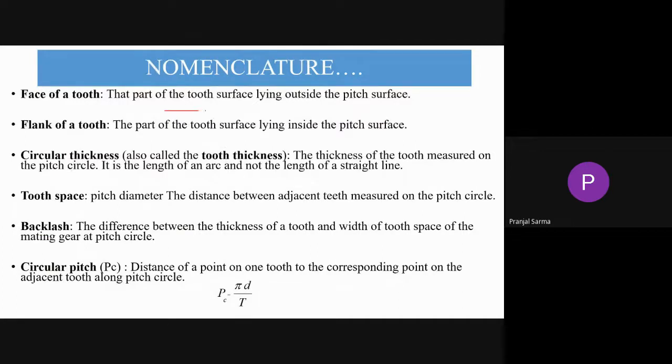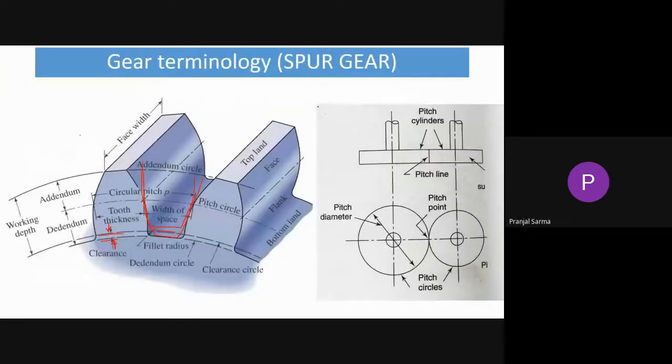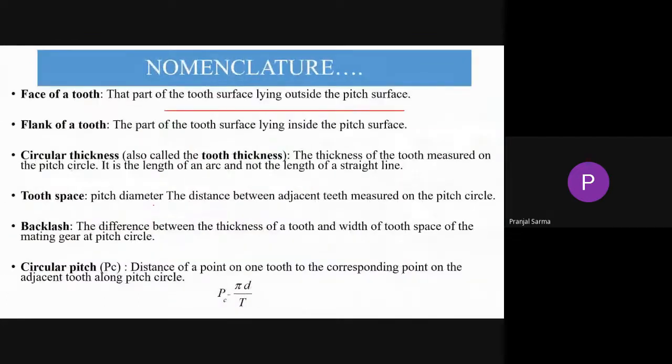Next, the face of the tooth. This is the portion of the tooth surface which is lying outside the pitch surface. If you look at this figure, whenever you think of the 3D portion, consider this face. Outside of this particular portion is generally known as the face portion, the height I have drawn. It is the part of the tooth surface lying outside the pitch surface.